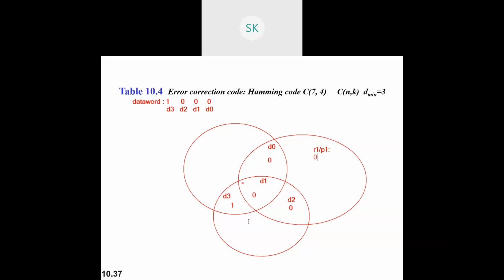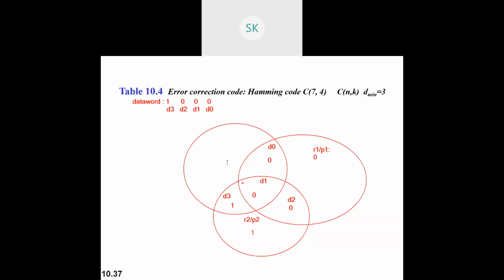Similarly, you go to the next identification block. This one is P2 or R2. With respect to this scenario, 1 is the bit that you have. This one has D3, D1, D2. With respect to these three data bits, your P2 or R2 will be computed. Based on this, the answer will be 1. Why? Because you want to make it an even parity.